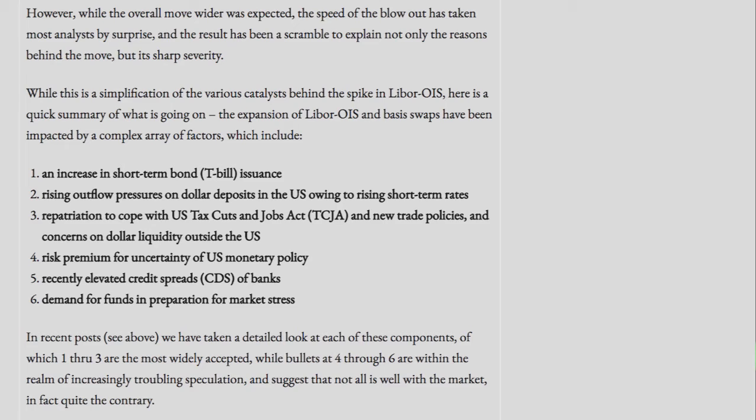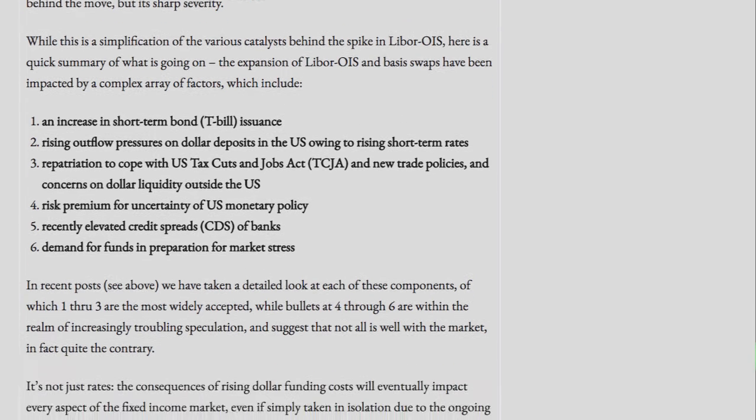3. Repatriation to cope with U.S. Tax Cuts and Jobs Act, and new trade policies, and concerns on dollar liquidity outside the U.S. 4. Risk premium for uncertainty of U.S. monetary policy. 5. Recently elevated credit spreads of banks.